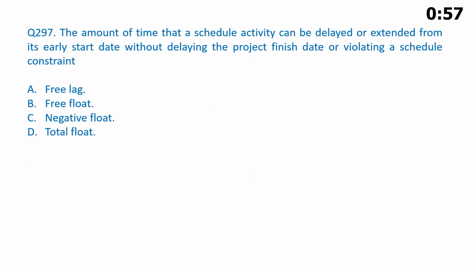The amount of time that a schedule activity can be delayed or extended from its early start date without delaying the project finish date or violating a schedule constraint. A. Free lag. B. Free float. C. Negative float. D. Total float.